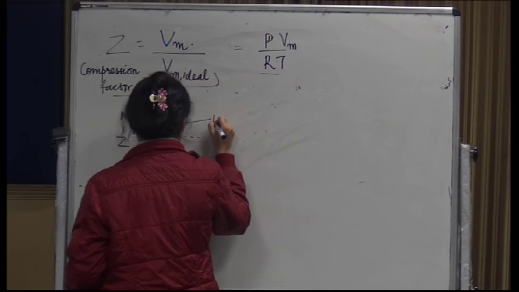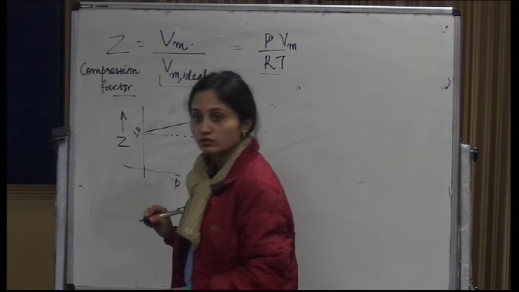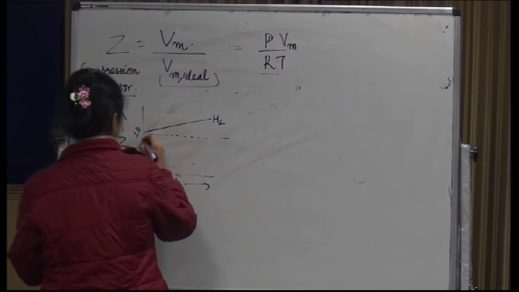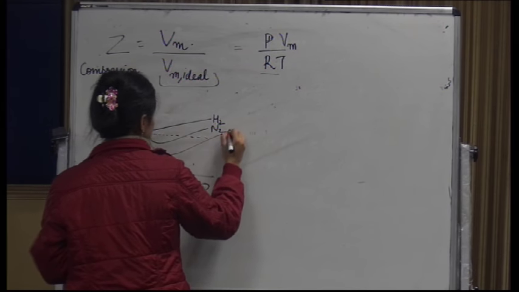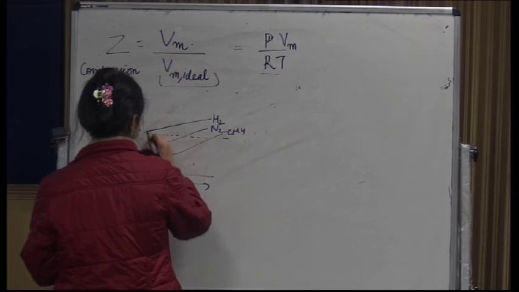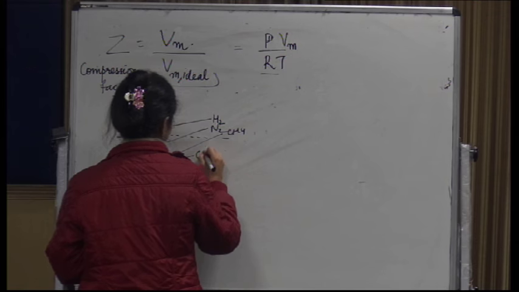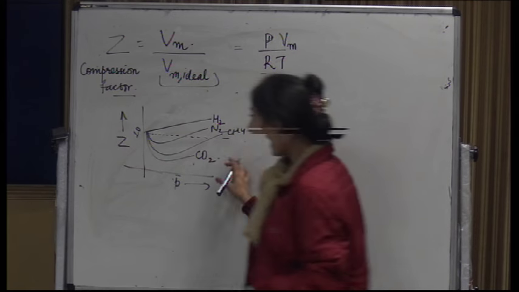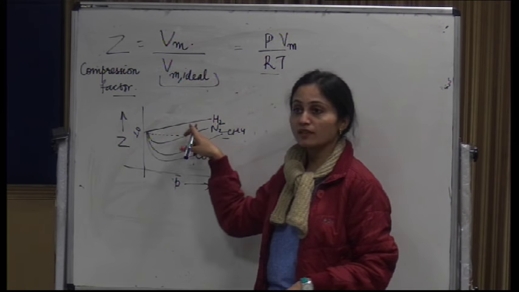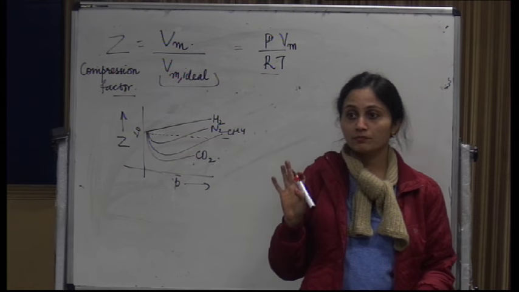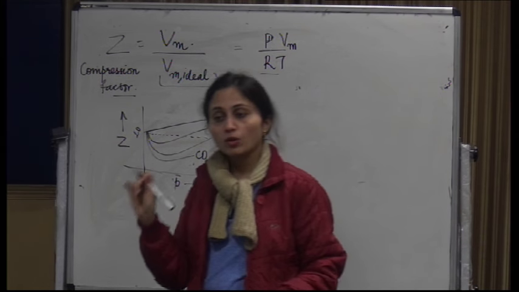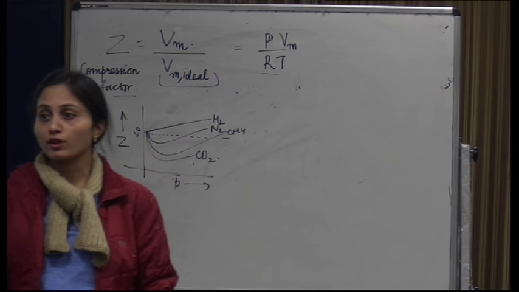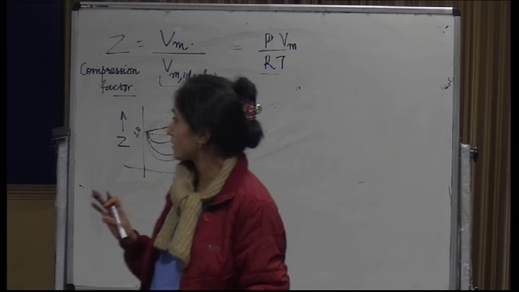What we have is, this is for hydrogen and this is for nitrogen, then you have it for methane, and then you have it for carbon dioxide. Remember that Z is always greater than 1 for hydrogen and helium. Please remember this, put it somewhere, that your compression factor will always be greater than 1 for hydrogen and helium. I will come to the reason for that.